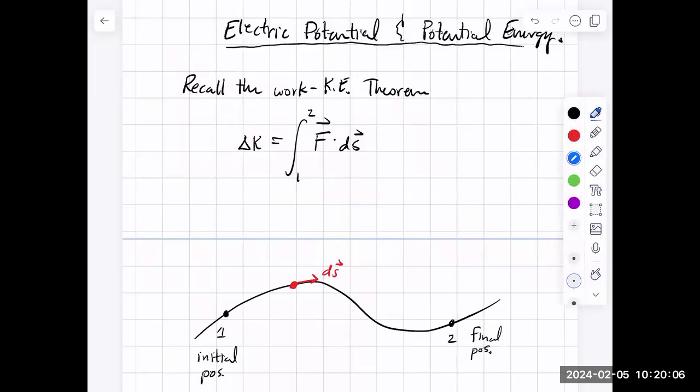And then there's going to be some force maybe acting on this particle. So maybe this is one of several forces that are acting on this particle, and we might ask the question, what is the work done by this particular force? Well, it's going to depend on the magnitude of that force and also on its direction relative to the displacement.